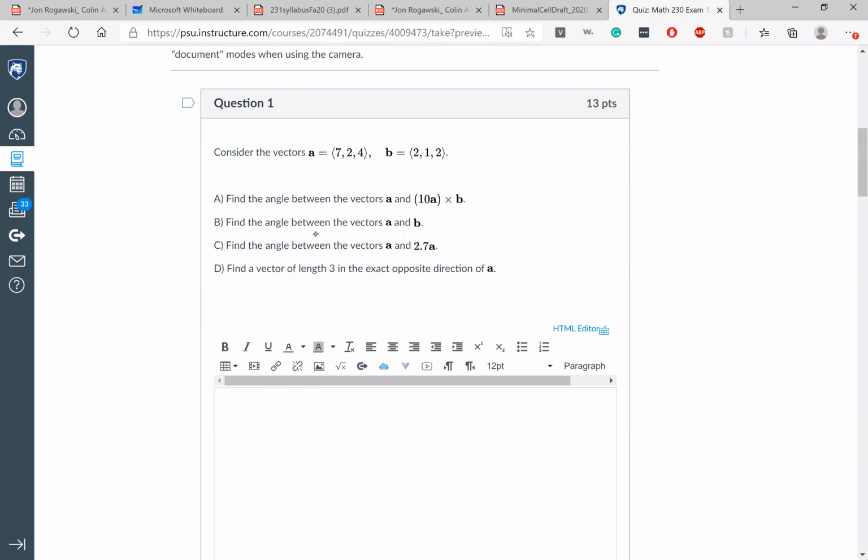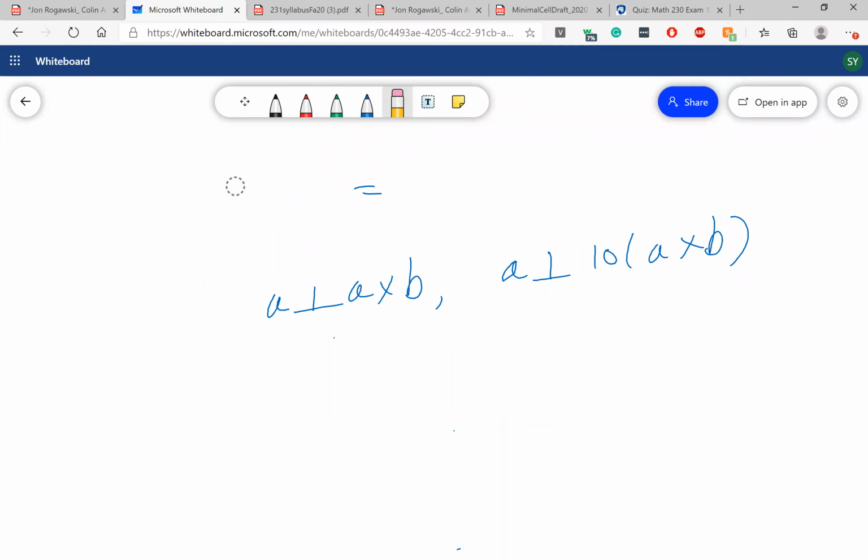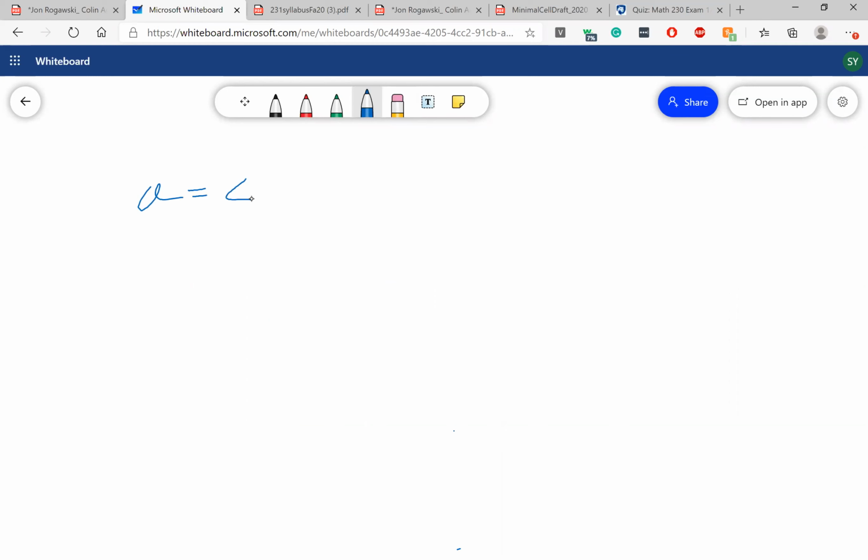Then they ask us to find the angle between the vectors A and B. So can anyone tell me what the vector A is? Is this posted on Canvas somewhere? I am going to post this on Canvas. I have not already, but I am going to put this on Canvas. In Pages, there should be a review section, but I have not yet posted these tests. Yeah, sorry. So what was it?